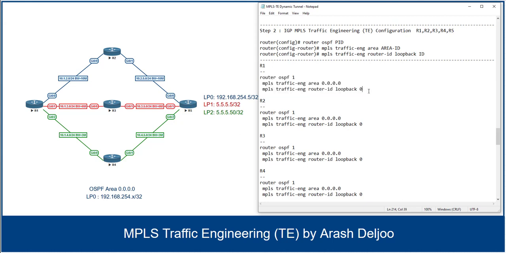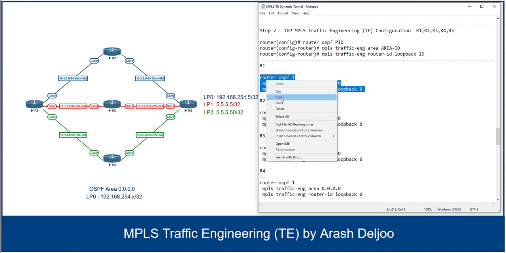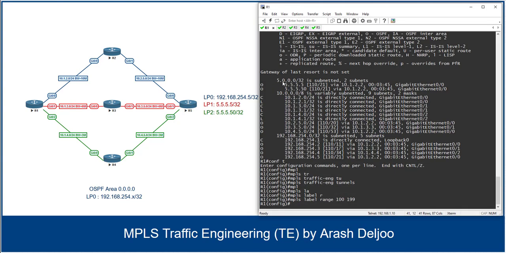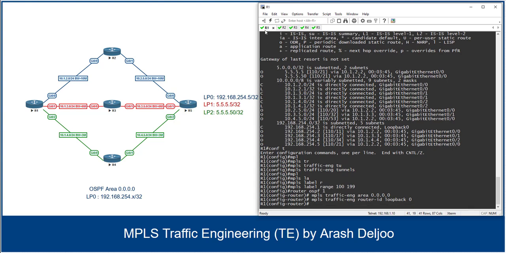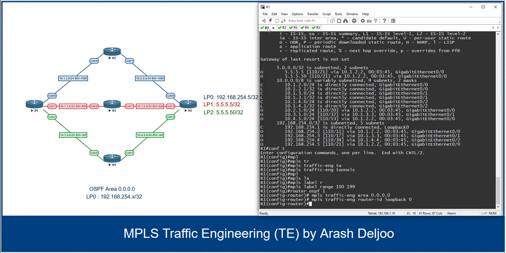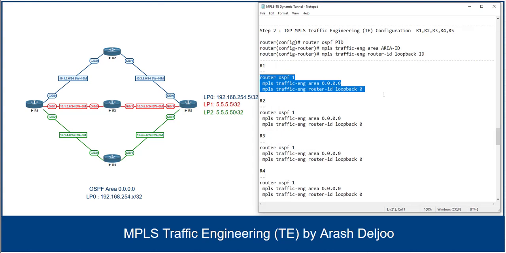You can copy these commands on all routers. This is not new for us. Because of that, I will copy these commands on router 1, then router 2, router 3, router 4, and finally router 5. Actually, we enabled IGP for traffic engineering, and we defined the router ID of each router.